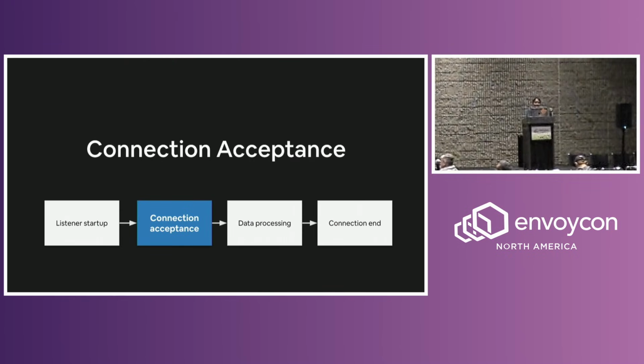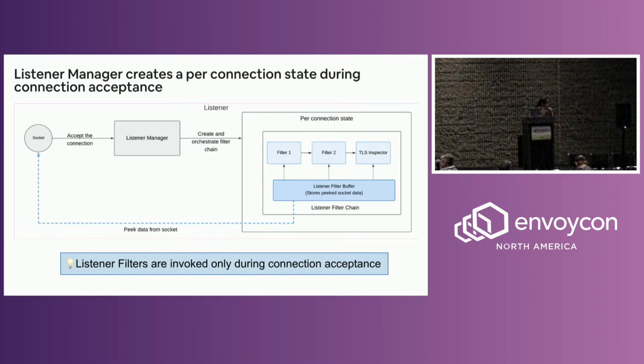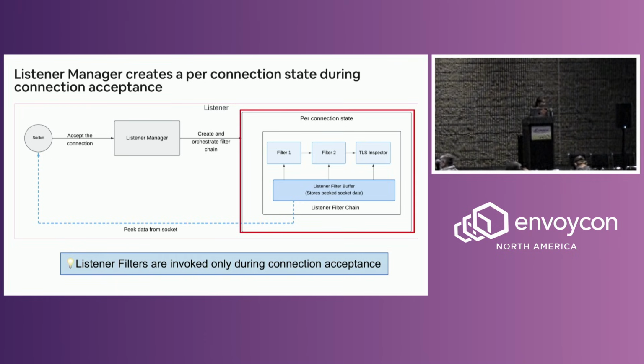So now the stage has been set. The event loop is waiting for events to happen. Let's go through the connection acceptance phase. Here, we have our familiar listener, which is listening for events on the socket. On the left, we have the socket. And once the socket event happens and a new connection is incoming, the listener manager, which if you remember is the brain of the listener, accepts this new connection and creates a per connection state.